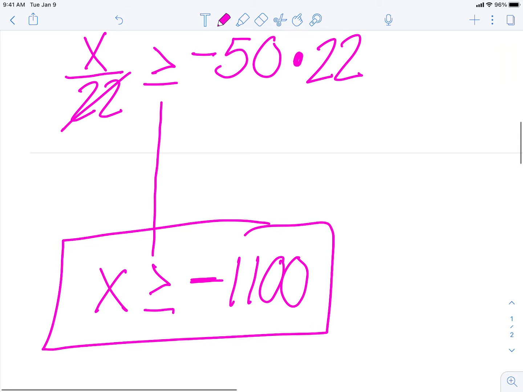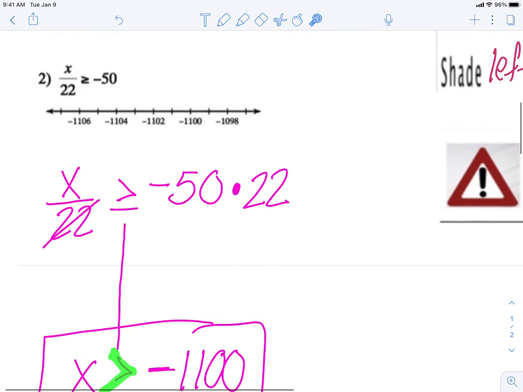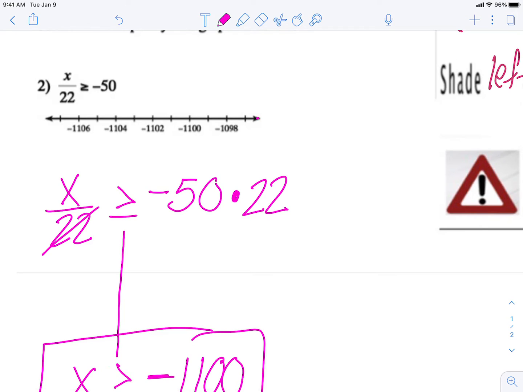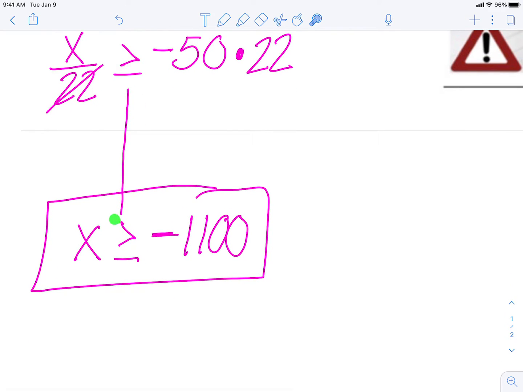So I need to graph, right? And which hand do I use to make this arrow? My right hand, right? So I know I'm going to graph right. So I'm going to graph to the right. Okay. I know I have a greater than or equal to.